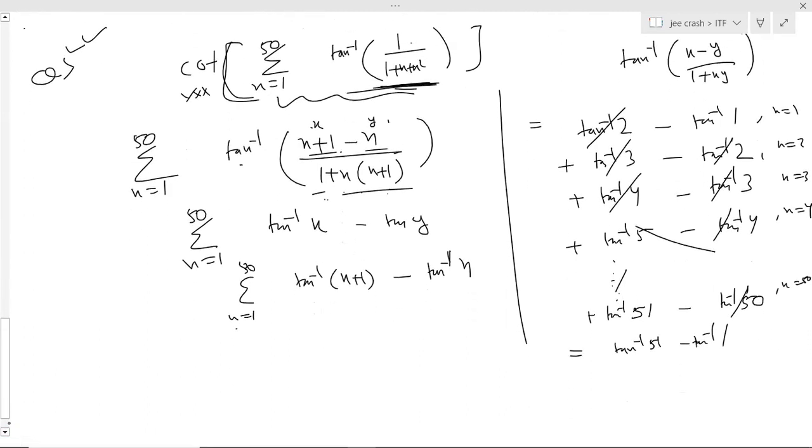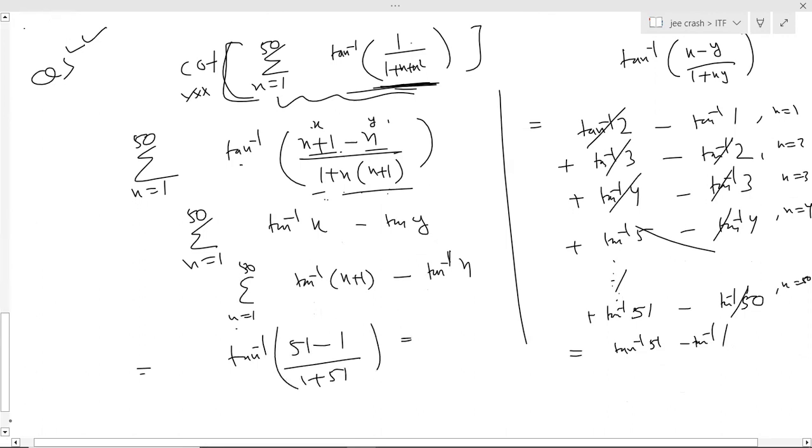So again, you can use that formula, tan inverse x minus tan inverse y. So this will be tan inverse of (51 minus 1) upon (1 plus 51). So this is tan inverse 50 upon 52. Is it clear till now? Yes, sir.